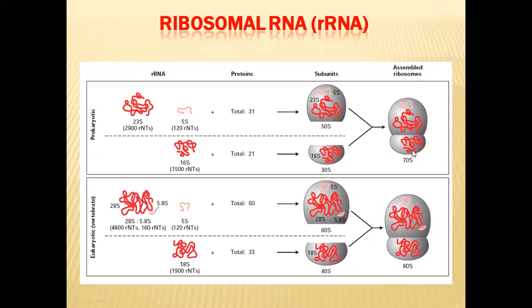type of ribosome. Coming to eukaryotes, in eukaryotes there are 28S, 5.8S, 18S, and 5S. So totally four types of rRNAs are present in eukaryotes. Out of these four, 28S, 5.8S, and 5S, these three, along with 50 different types of ribonucleoproteins, will form the major subunit of the ribosome.